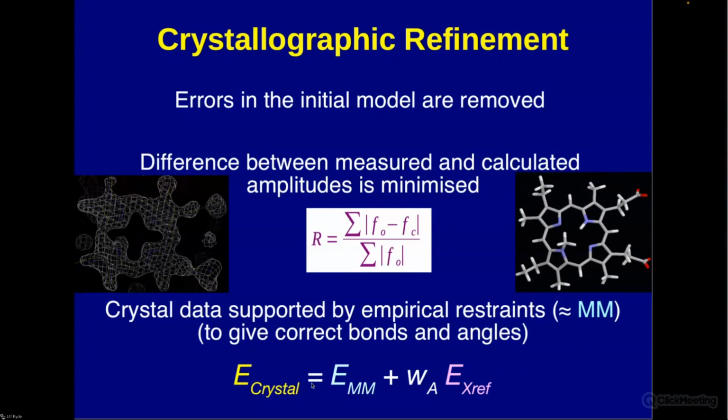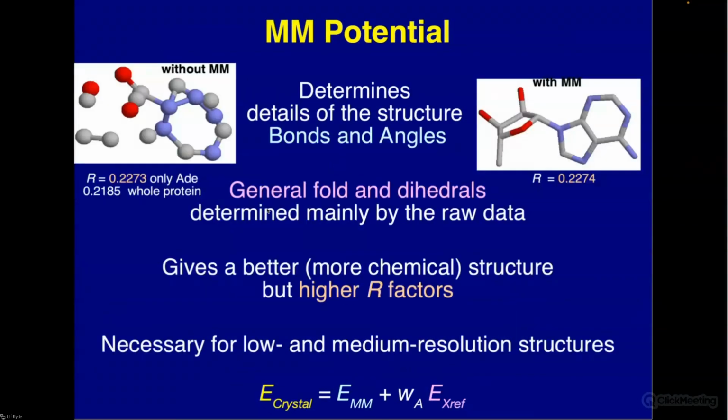And why do you do that? The reason for this is that the crystallographic raw data for most medium and low resolution structures is not accurate enough to exactly pinpoint where the atoms are. So in general, you could say that the experimental data gives you the general fold and the dihedrals of your structure, whereas the exact bond lengths and angles are given mainly by the molecular mechanics potential. So it ensures that you get a chemically reasonable structure.